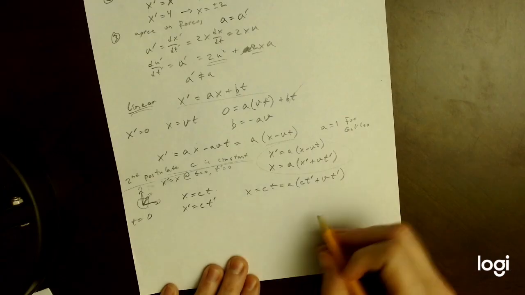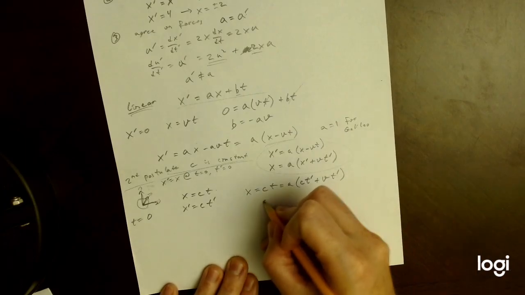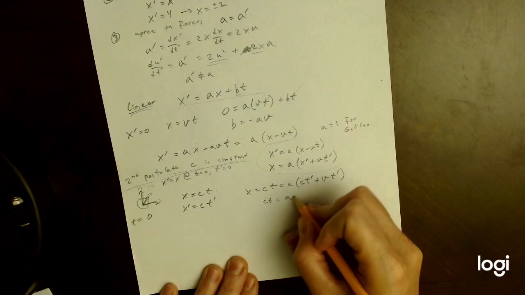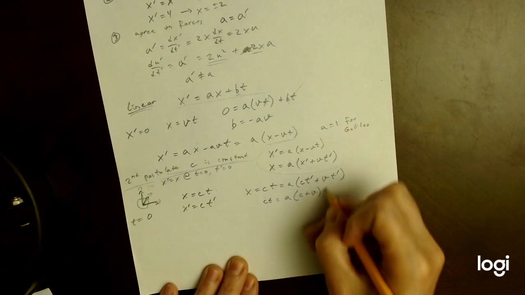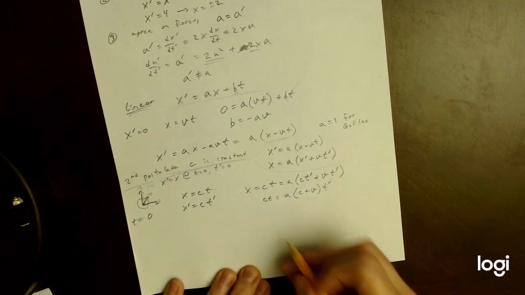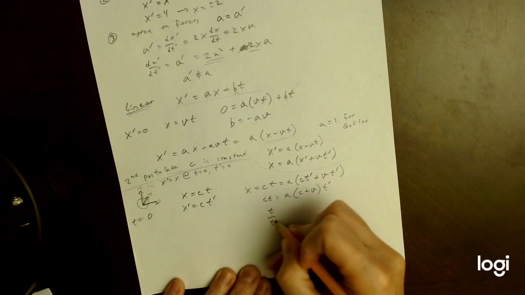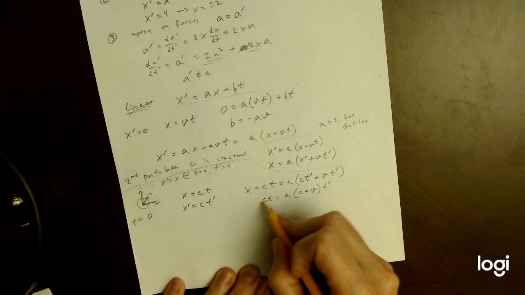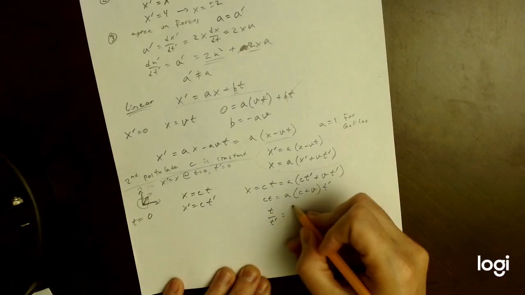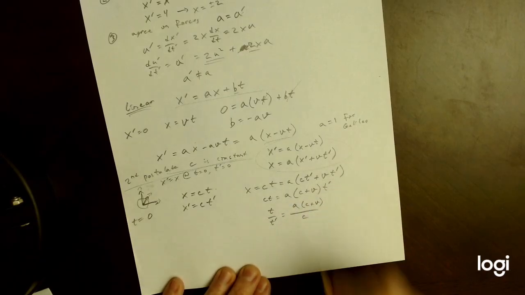And I want to then just solve this. So here I'm going to say ct equals a times c plus v, times t prime, just factoring out a t prime. I'm going to solve this for the ratio of t to t prime. So t divided by t prime. That's just dividing both sides by c and dividing both sides by t prime. So I get a times c plus v over c.